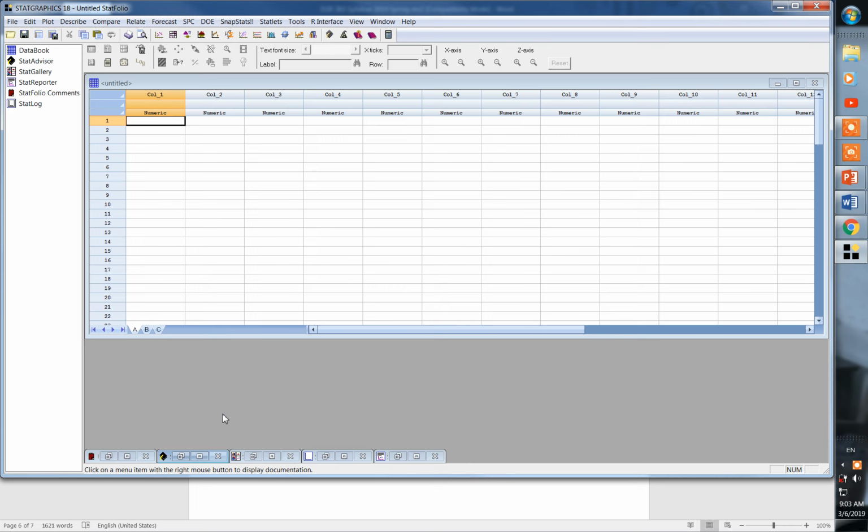Good morning, and today I would like to introduce you to self-tutoring using Statgraphics. If you look at Statgraphics, you will find the so-called data book, which shows the contents like this screen. And then you will see the stat advisor, stat graph gallery, stat report, stat comments and stat log. I'm going to introduce how we use that.